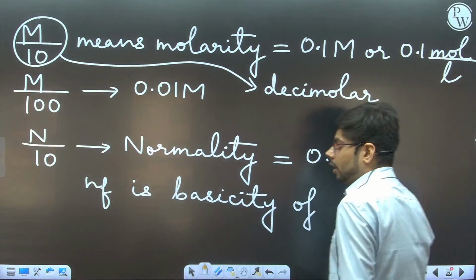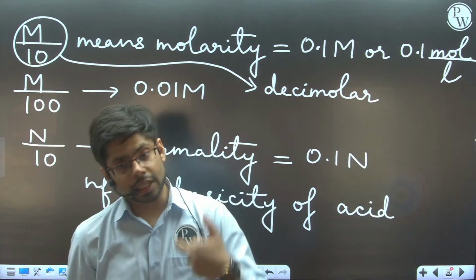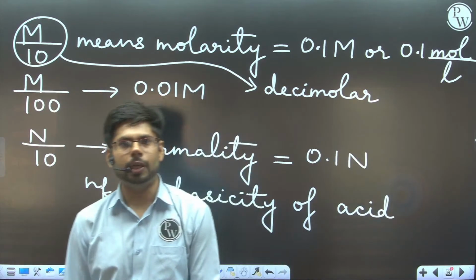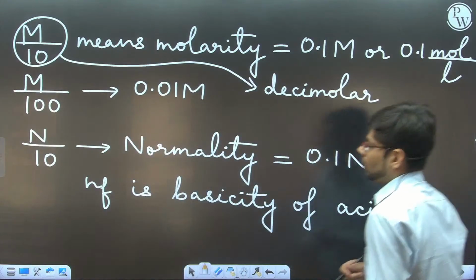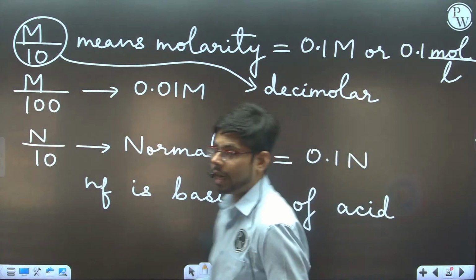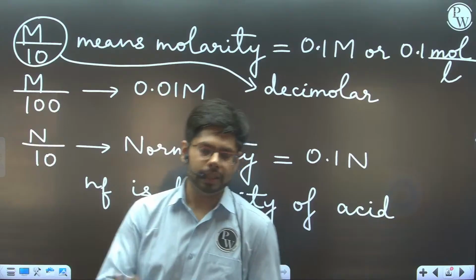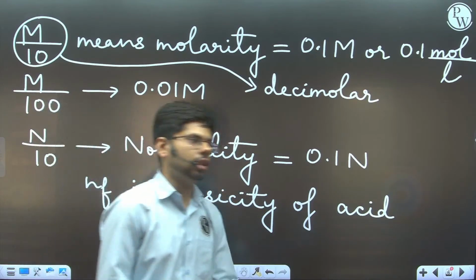But if it is a redox reaction, we must find out the oxidation states and then eventually we'll be able to determine the n factor values. So we will look at those things after some time. But as of now, you should know that if it's an acid-base reaction, then n factor of the acid is basicity of the acid, n factor of base is acidity of base.